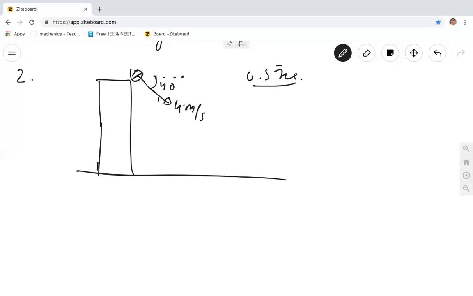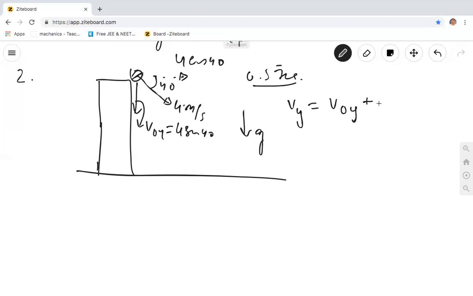Okay. What is the horizontal component of velocity? That is 4 cos 40. What is the vertical component? 4 sine 40. Yes, that's good. Acceleration due to gravity is downwards, right? Yes. So what is the final vertical velocity? That is V0y plus ay t. Do you know this formula? Yes, that is the velocity formula in the y direction.